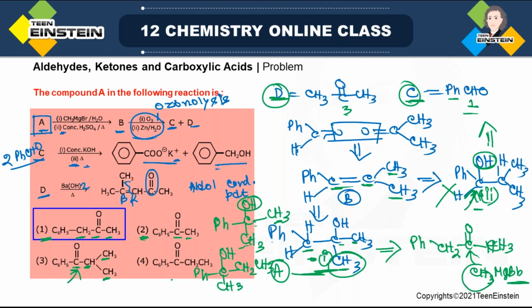And if you are removing this OH and H, there will be a double bond at this position. So one molecule, after dehydration, the structure should be like this: H, CH3. Okay. Now if you are doing ozonolysis, the product combination is CH3CHO and PhCOCH3, but that is not the structure of D and C. So that is why all these options are not correct.